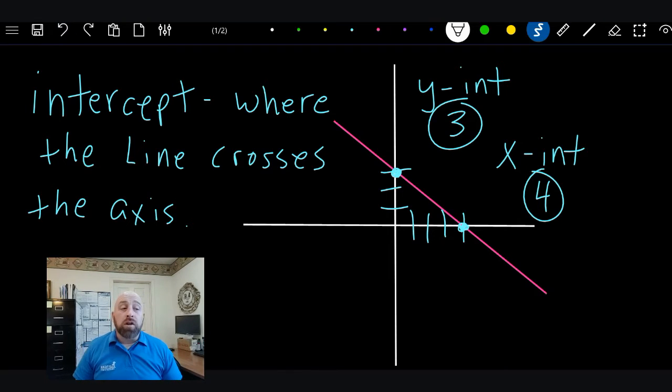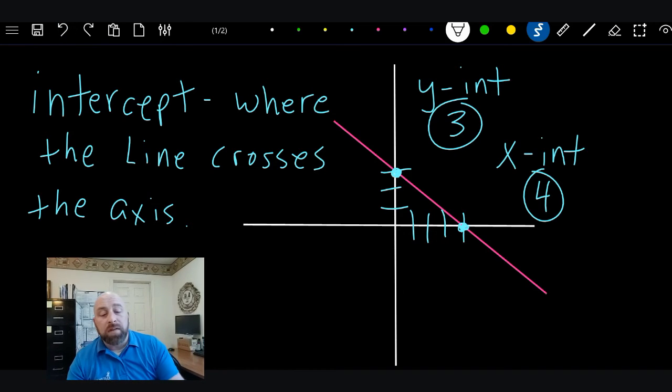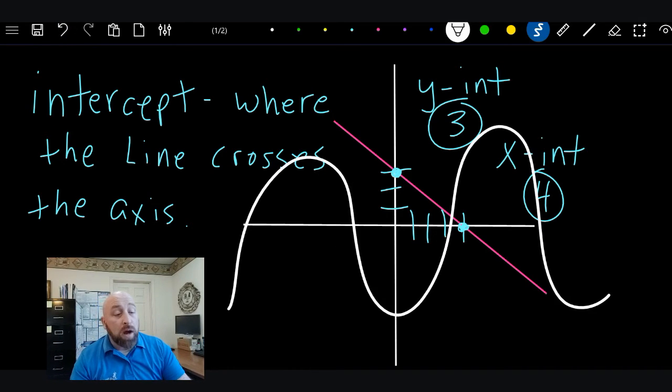Now, you could have multiple x-intercepts if you had a different shape. If I had a U shape, then it could touch the line twice. That's called a parabola. We'll get to that. This is called a wave. If it's a wave, it could touch the x line multiple times. This one touches 1, 2, 3, 4 times. And if we keep going, it would keep touching it.